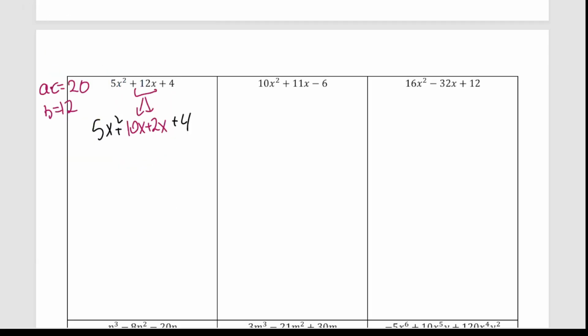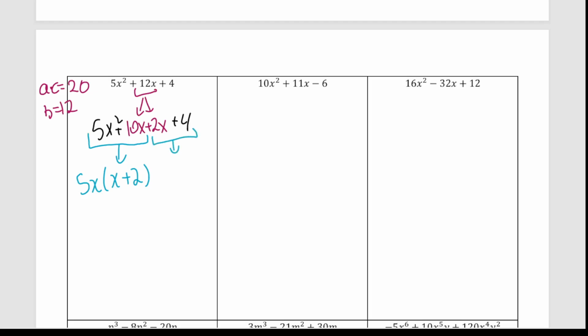Now I want to go ahead and do the by grouping part. So in this first group, what's their greatest common factor? 5x. What's going to be left? Well, 5x squared divided by 5x is going to leave us with x. 10x divided by 5x is going to leave us with 2.